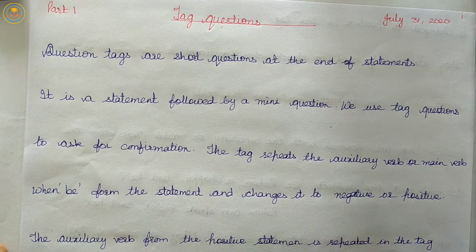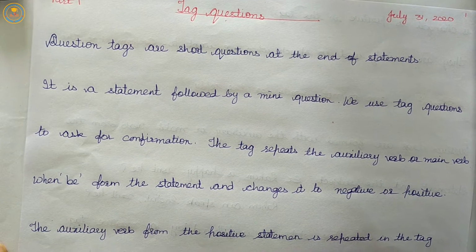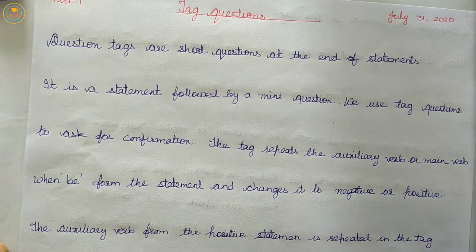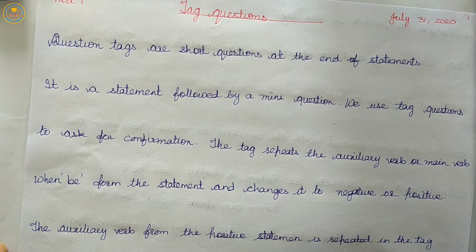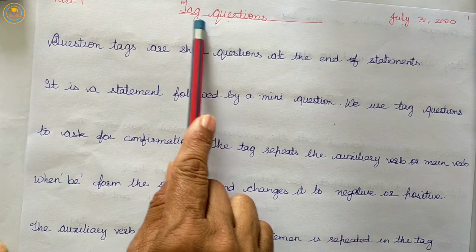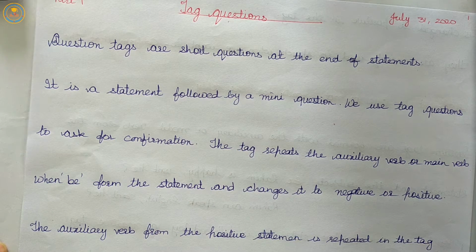So, how do we answer a tag question? It may be in yes or no, or we may repeat the tag or reverse it. This tag question is a special construction in English grammar. The tag repeats the auxiliary verb or main verb from the statement and changes it to negative or positive, and vice versa.